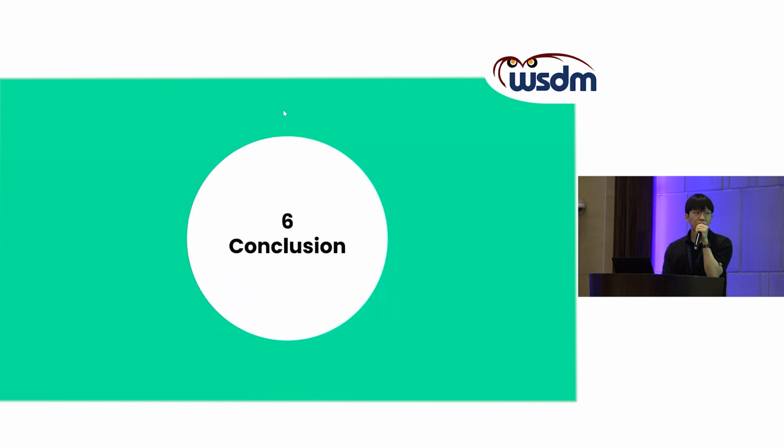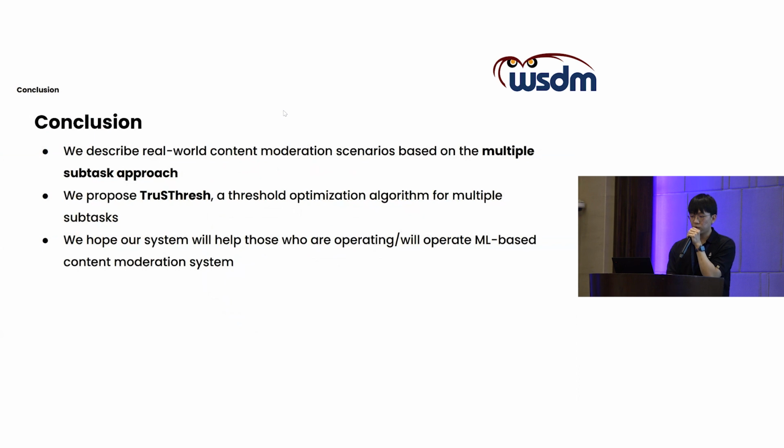In the last section, I'll summarize the conclusion of our paper. First, we describe real-world content moderation scenarios based on the multiple subtask approach. We propose TrustThresh, a threshold optimization algorithm for multiple subtasks. We hope our system will help those who are operating or will operate ML-based content moderation system.